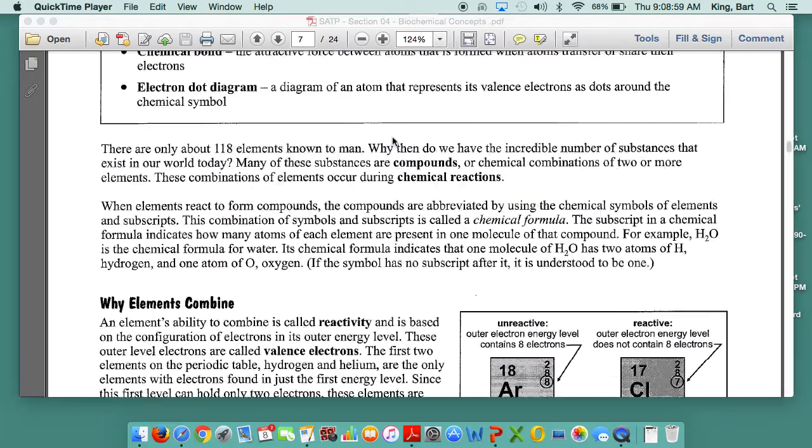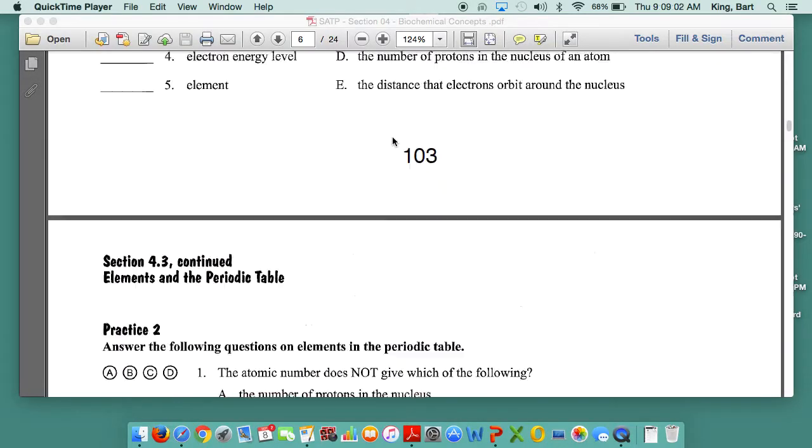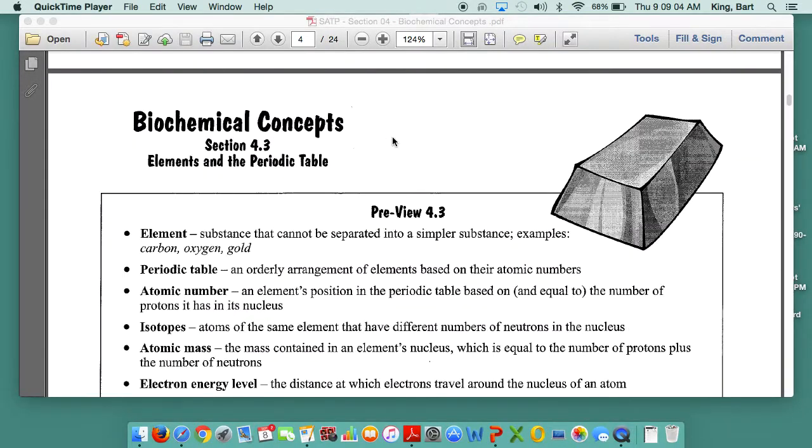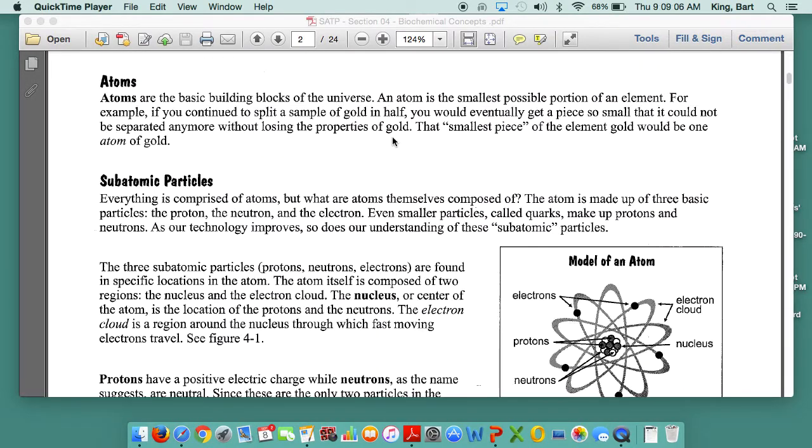Yes. Okay, so starting with 4.2. I got 10 minutes. Got 10 minutes starting here.